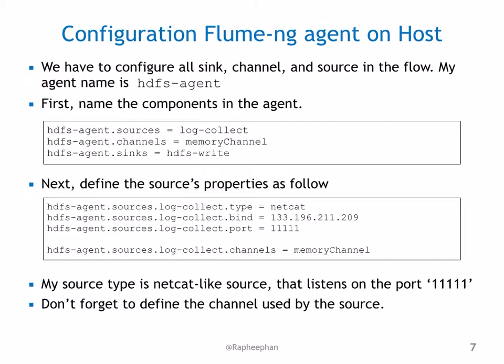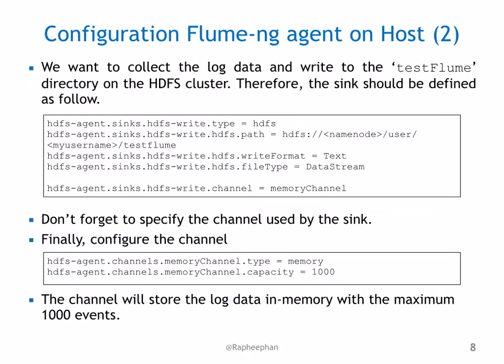After that, we have to define the source properties. In this case, the type of the source is netcat, depending on the Java application I created. The source is binding to the host server IP address and is listening on port 11111. And the source will use the channel named memory channel. Similarly, configure the sink properties as shown here.